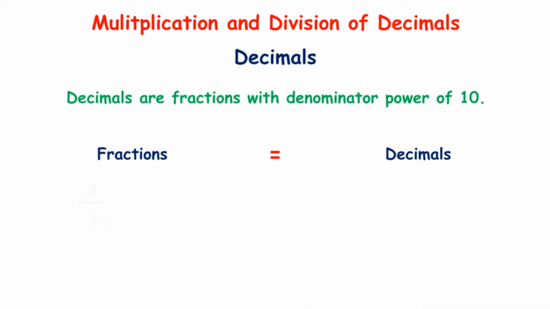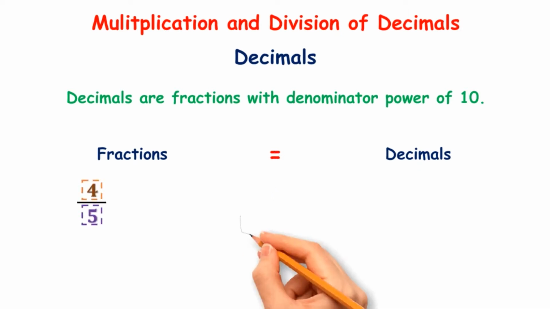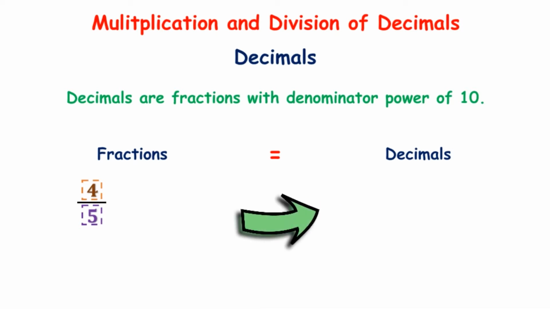Let's have a fraction 4/5. 4/5 can be represented as 0.8. This is a decimal representation of 4/5. As I have told you, decimals are fractions with a denominator power of 10.